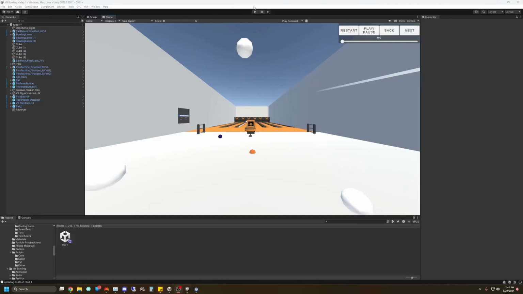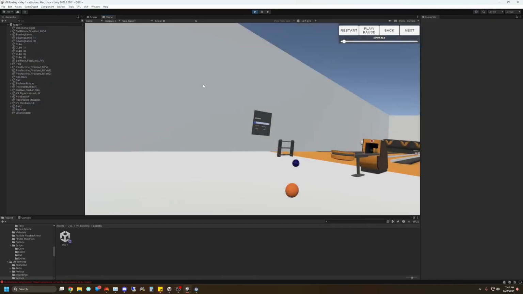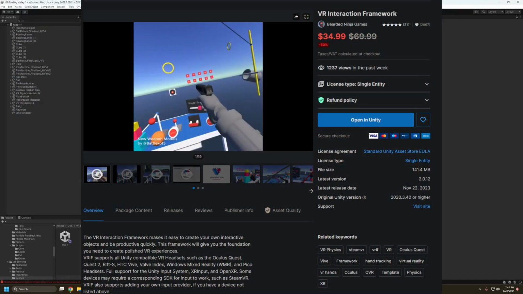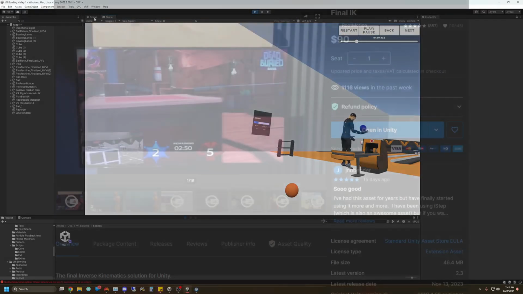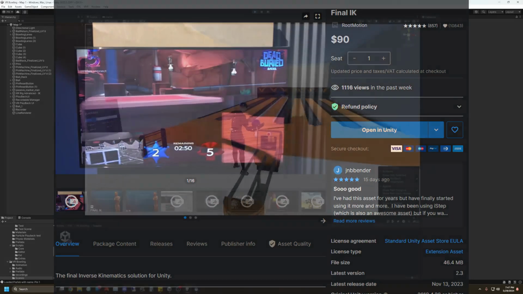Today I'll be showcasing the recorder and its various capabilities in the context of a virtual reality bowling game. This demo is utilizing several third-party Unity add-ons. The virtual reality functionality is being provided by the VR Interaction Framework by Bearded Ninja Games, and the mesh animation is being driven by Final IK by Root Motion. Both can be found on the Unity Asset Store.